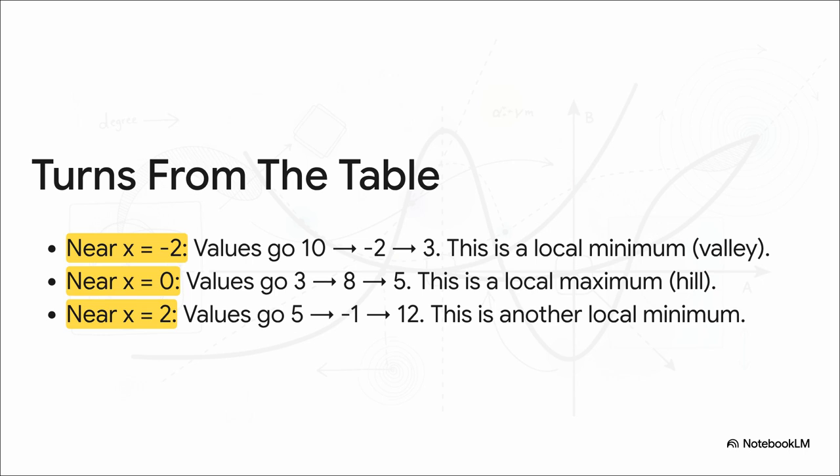Now look near x equals 0. The numbers climb from 3 up to a peak of 8, then start falling again to 5. That's a hill, a local maximum. And we see one more turn near x equals 2, dropping to -1 before shooting back up. So that's 3 turns, case solved just by looking at the data.